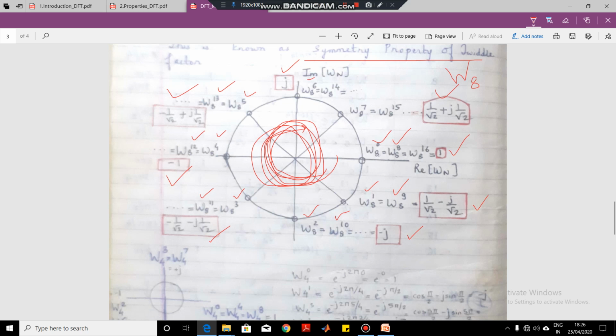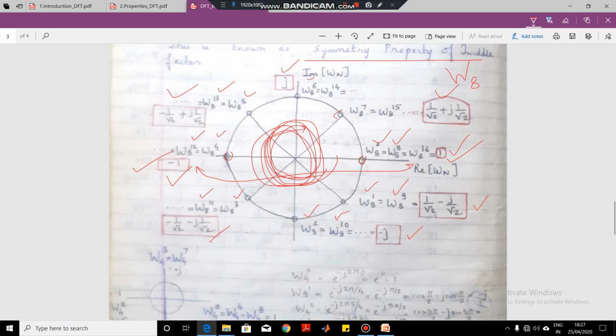Another thing is the symmetry property. Now what is the symmetry property? If you see this, we have drawn a bubble here. Exactly opposite to this, we have a bubble here. What is the difference between this value and this value? There is only a difference in the sign. Here it is plus 1 and here it is minus 1.